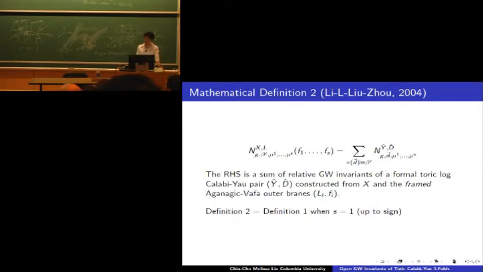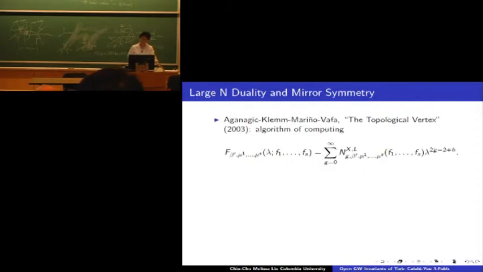So the conjectures fall into two categories. One is from the large N duality, the other is from the mirror symmetry. I will focus on the open sector. There are many works on this, but I think the ultimate version is this topological vertex. So it gives you an algorithm for the following generating function. You fix the topological type of the map, the degree and winding numbers, and you sum over the topological type of the domain. So the topological vertex gives you a closed formula for this.